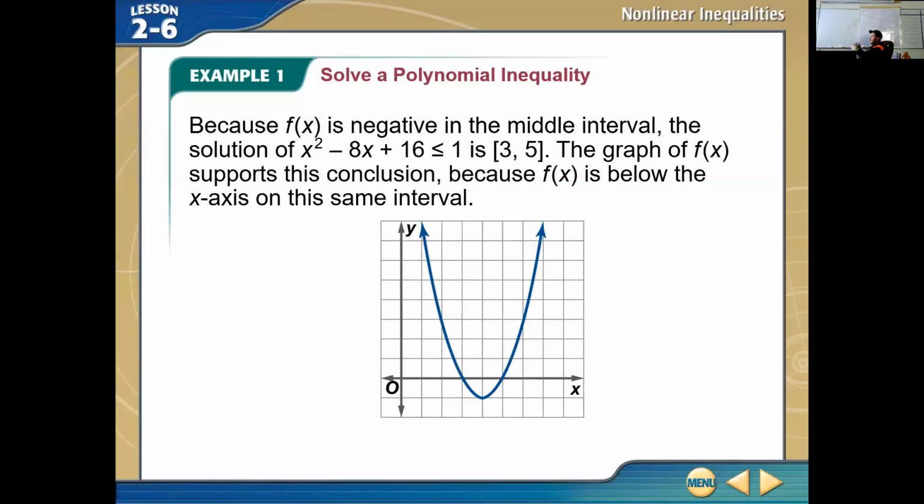So remember, we want to use interval notation. So whenever we're talking about less than or equal to or greater than or equal to, we're going to have brackets. Okay, if it's just less than or greater than, we're going to have parentheses. Okay, the same way that we would normally.